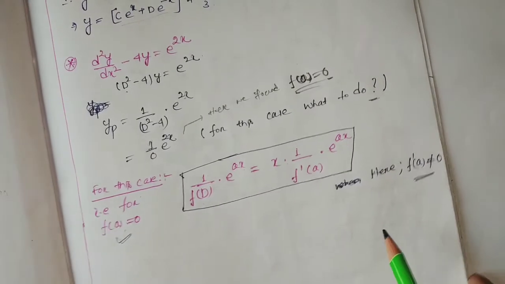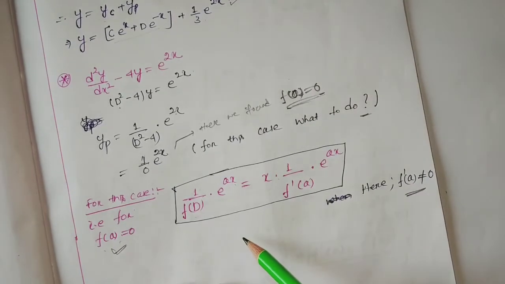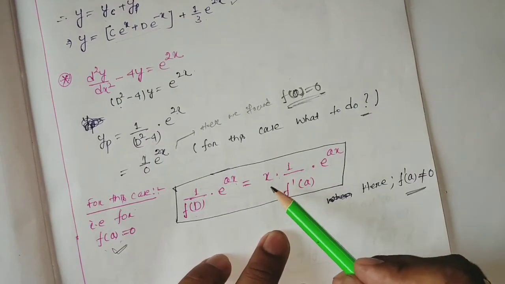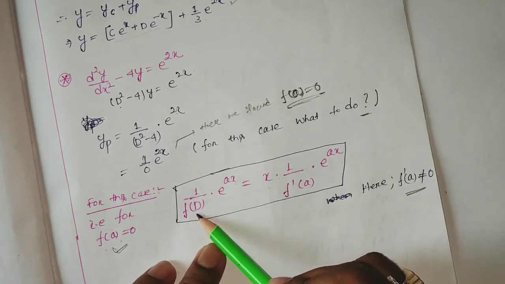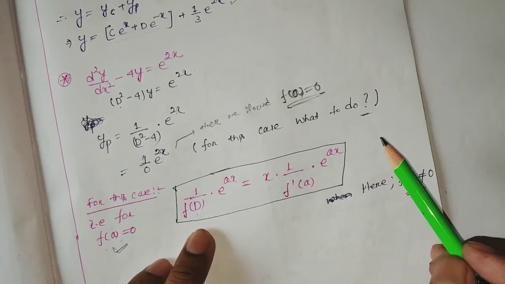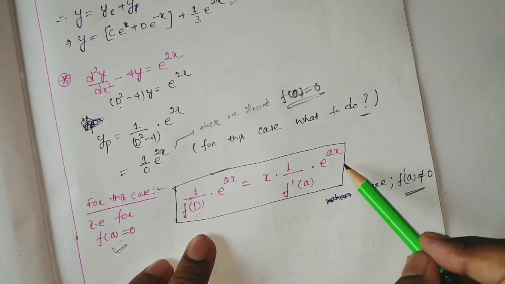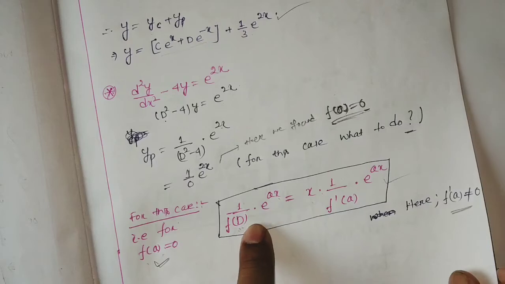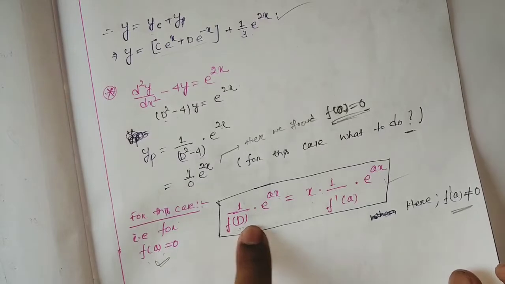If we find f of a equal to 0, then the yp, that is 1 by f of d e to the power ax, will be x into 1 by f dash of whatever f of d we have. First we have to take the first derivative, then we have to put the value a at d, into e to the power ax, which will be the yp. Now first of all we have to prove this: if f of a equal to 0, then this value will be this much.